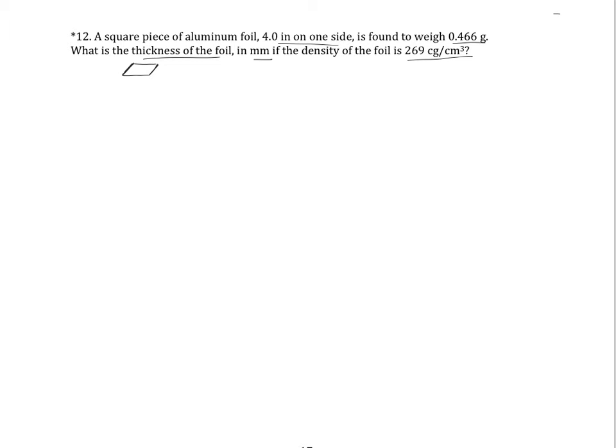In the next problem, we have a square piece of aluminum foil that is 4 inches on one side. It weighs 0.466 grams. We want to determine the thickness of the foil in millimeters, given that we have the density in centigrams per centimeter cubed. So let's first go ahead and draw a square piece of the aluminum foil. And since it's a square, each side is 4 inches.